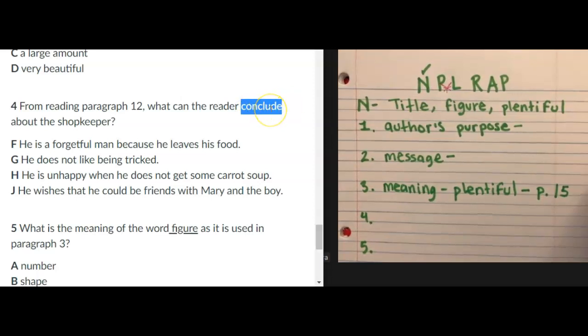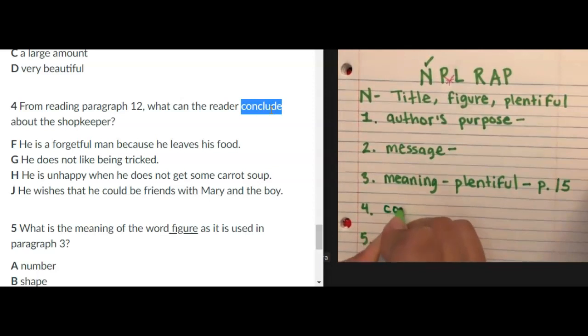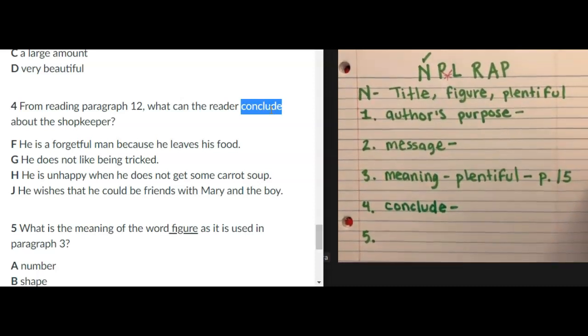So conclude is a very important clue. So I'm going to write the word conclude. So I, as the reader, have to figure something out. Conclude about the shopkeeper. Okay, so I, as the reader, have to figure something out or conclude about the shopkeeper. And I'm going to find that information in paragraph number 12.